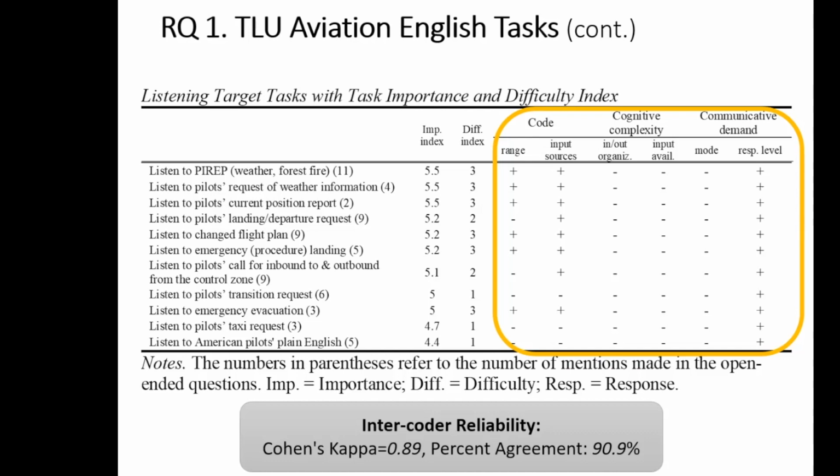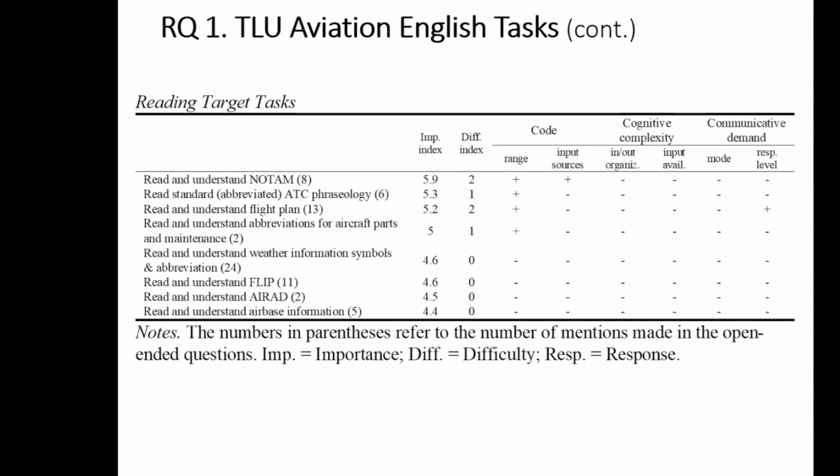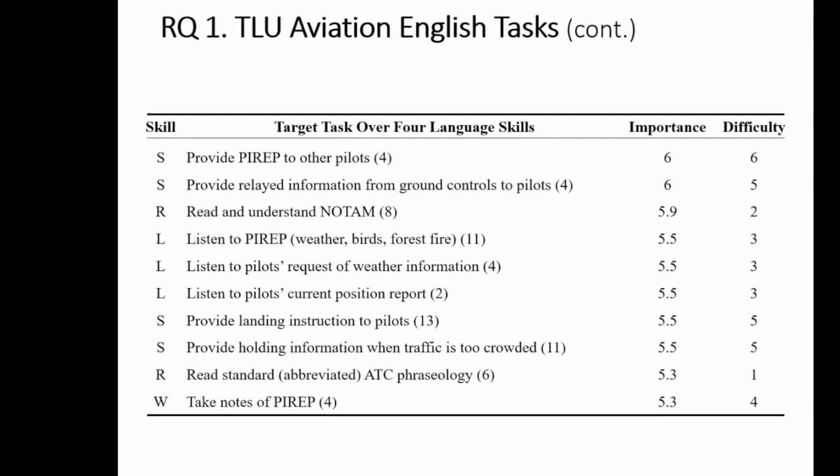So this is how I coded each of the target tasks, and I did the same approach to other language skills as well. So maybe to save time, I'll just skip to the remaining, speaking, reading, and writing. So this is the summary of the task importance and difficulty index overall, for the 4 language skills. So here SRL is abbreviated for speaking, reading, listening, and writing, and it shows the task importance and difficulty index.